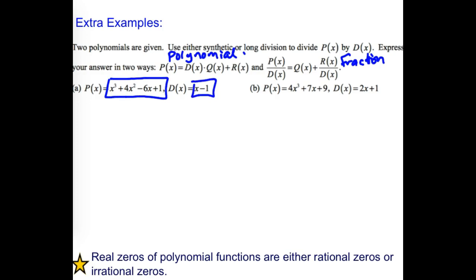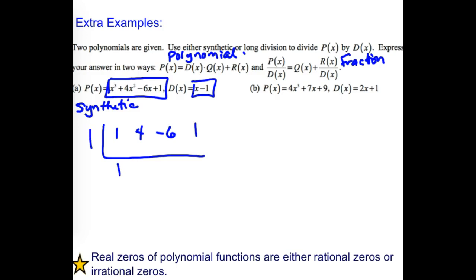Looking at our divisor x minus 1, since it is in that form of x minus k, we can do synthetic on this one. Okay, so for synthetic again, we take our coefficients of our polynomial. So we have a 1 first, then we have a 4, we have a negative 6, and we have a 1. Notice I didn't have any missing terms. I had x cubes, x squareds, x's, and constants, so I did not need to plug in any zeros. We are dividing by x minus 1, which means my k value out front here is just the 1.